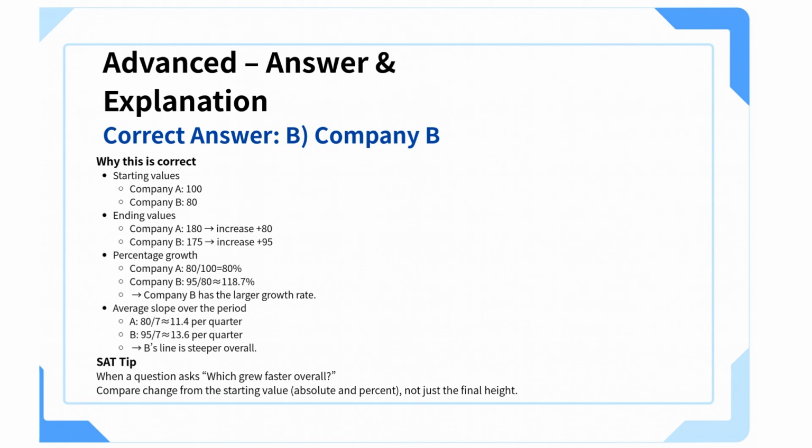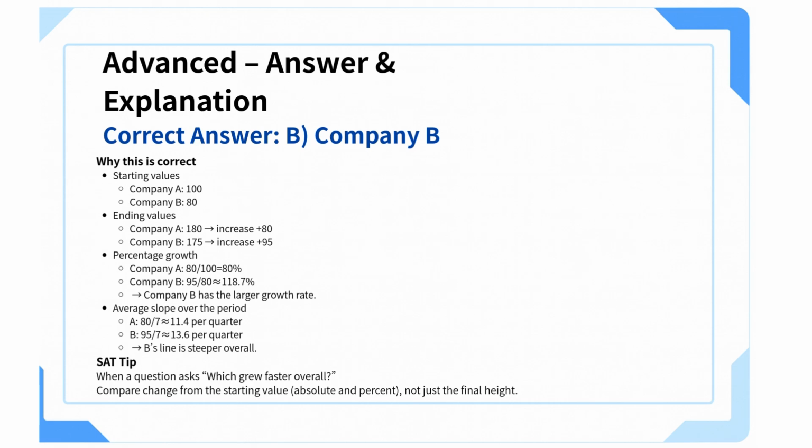Now let's compare percentage growth. For Company A, 80 divided by 100 is exactly 80%. For Company B, 95 divided by 80 is about 118.7%. So Company B grows much faster relative to its starting point. We can also look at the average slope across the 7-time intervals. Company A increases by about 11.4 per quarter, while Company B increases by about 13.6 per quarter. This means Company B's line is steeper overall.